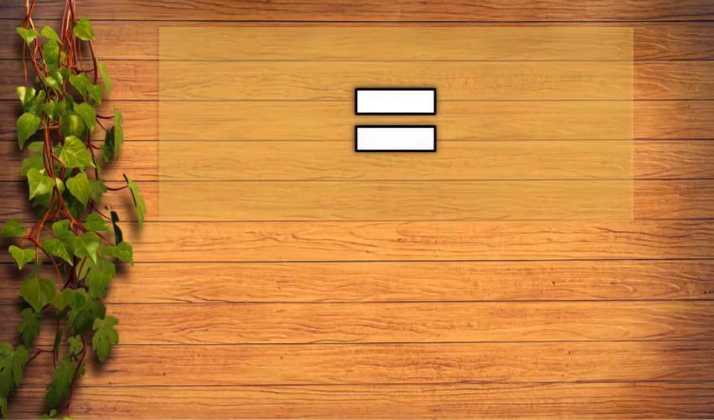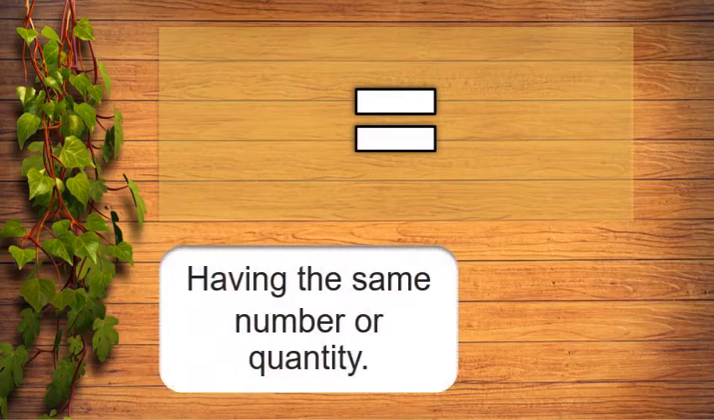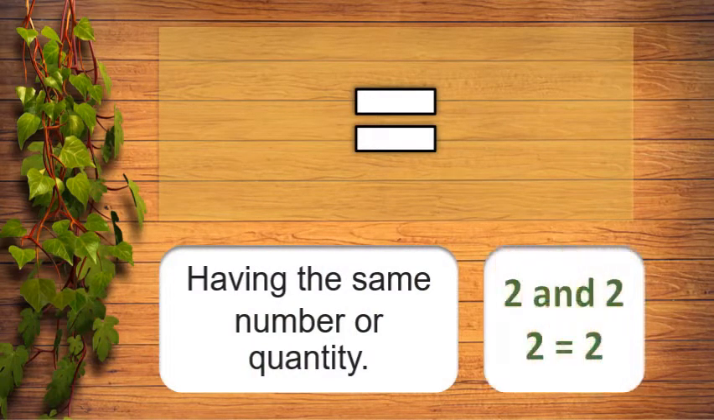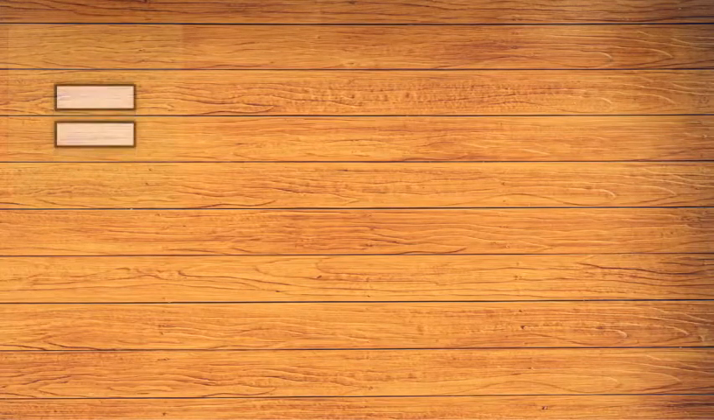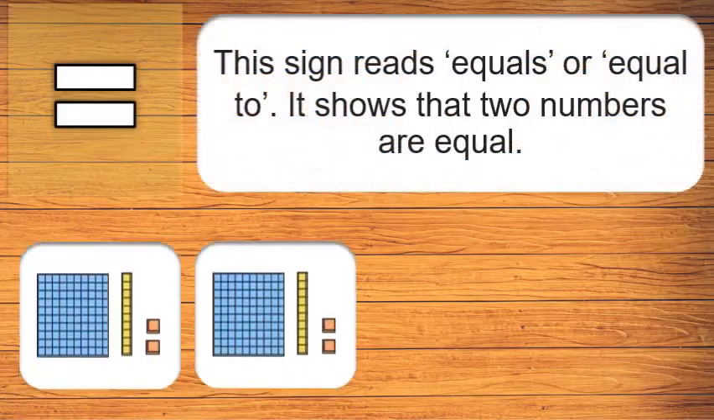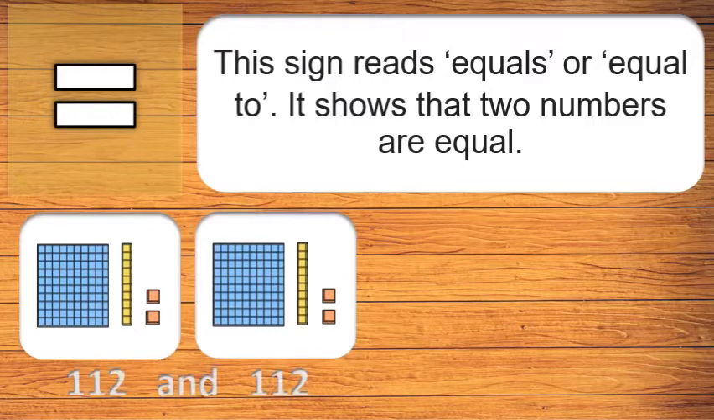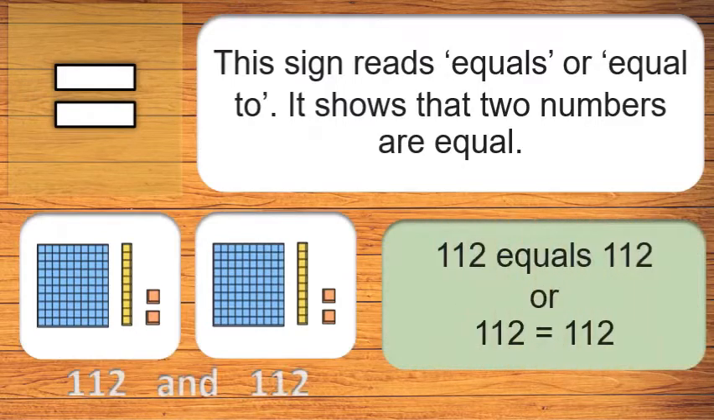Equal. Equal meaning having the same number or quantity. For example, we have here 2 and 2. 2 is equal to 2 because they have the same number. 112 equals 112, or we can say 112 is equal to 112.